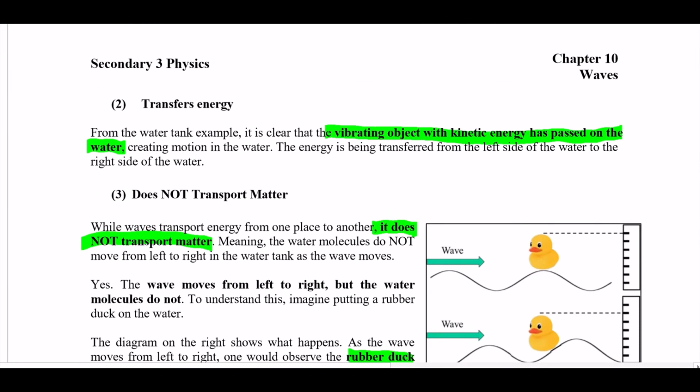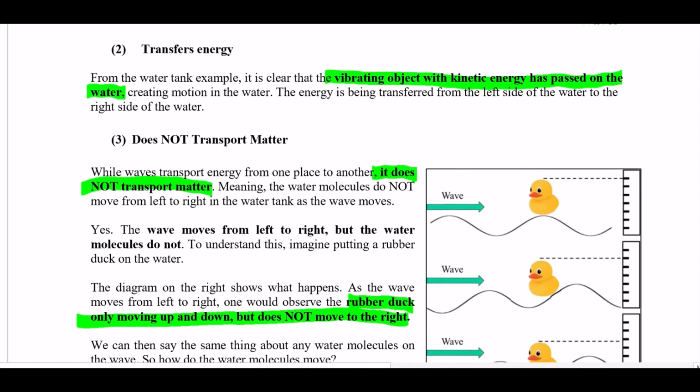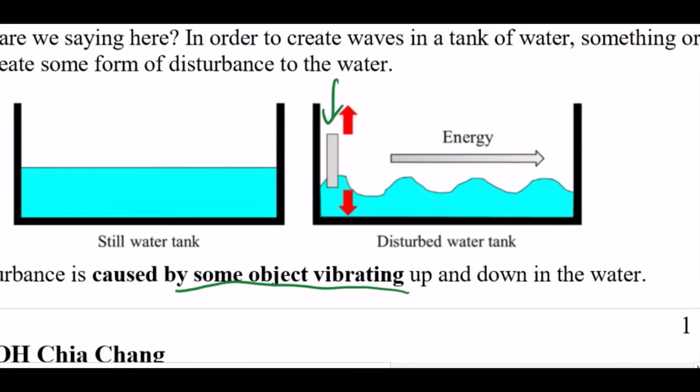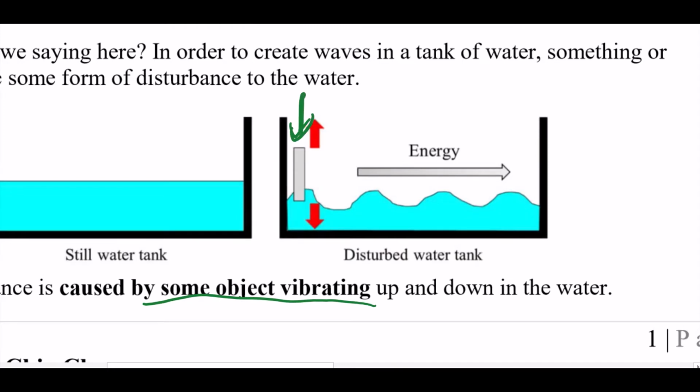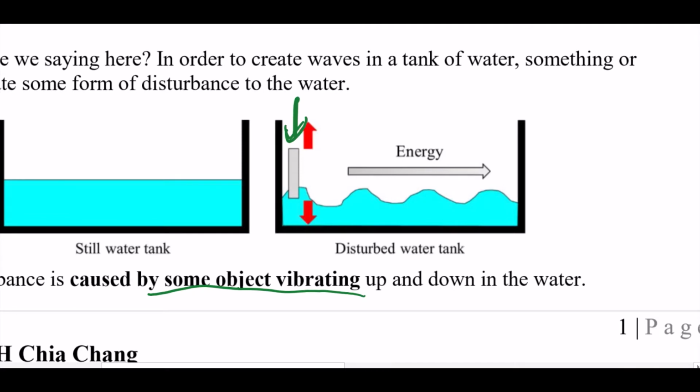Okay, moving forward, this is something that can be quite confusing to some people, but do pay attention. Just now I was emphasizing a lot that waves only transfer energy but do not transport matter. So what do I mean by that? If you look at the water tank just now, it's clear that this dipper, or this vibrating object, has kinetic energy, because it's constantly moving up and down. By moving up and down in the water, this dipper causes a wave, and what happens is it has transferred its kinetic energy to the water, causing a wave.